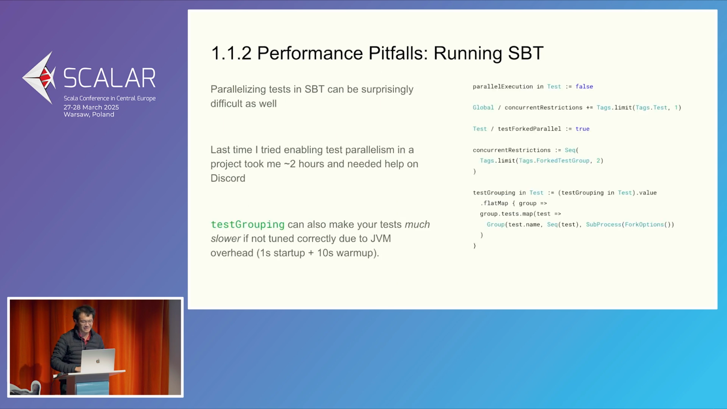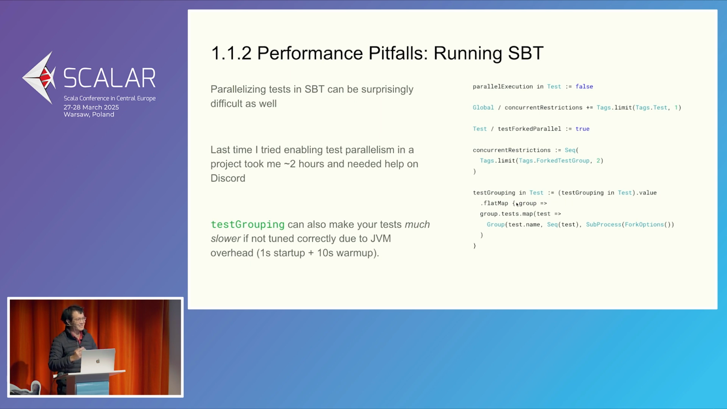Another thing that I looked at recently that was surprisingly difficult was parallelizing tests. There are quite a lot of configuration values around parallelizing tests, and they interact in some quite obscure ways. For example, if you turn on fork, I didn't include fork here, but if you turn on fork in test equals true, then suddenly parallel execution of tests doesn't work anymore. Then you turn on a separate flag, test fork parallel equals true, or you need to override concurrent restrictions, and there are 2 different ways to override concurrent restrictions for normal tests and fork tests. And there's also fork test grouping.